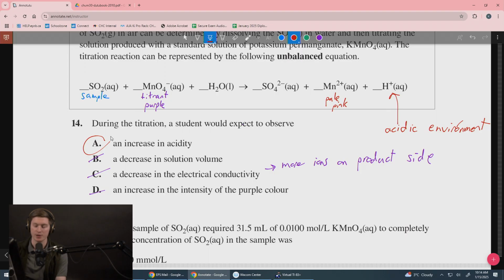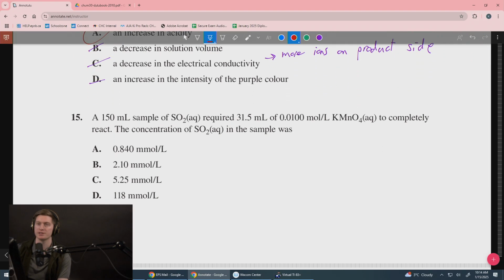For question 15, we're going to have to balance this chemical reaction. A 150 milliliter sample of sulfur dioxide required 31.5 milliliters of 0.0100 mole per liter potassium permanganate to completely react. What's the concentration of the sulfur dioxide solution, or the concentration of sulfur dioxide in the sample?